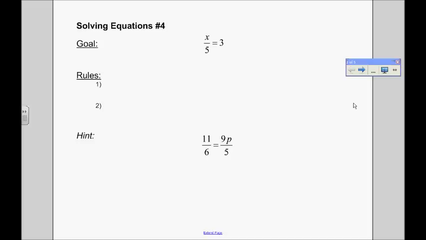All right. Solving equations number 4. Almost done, guys. So, just a reminder, when we're solving equations, our goal is to isolate the variable.